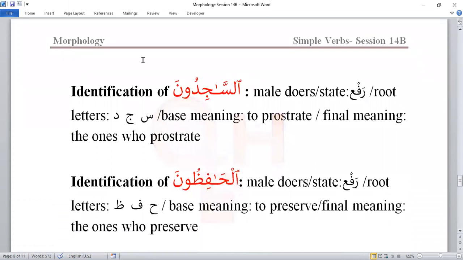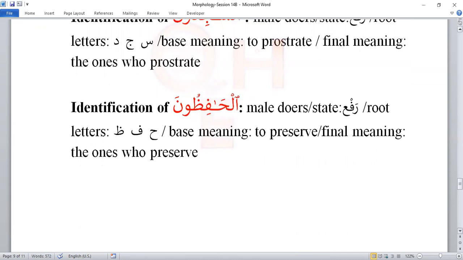So we have asajiduna, again male doers. Default state, root letters, seen, jin, dal. Base meaning to prostrate. Final meaning, the ones who prostrate. Next one, al-hafiruna, male doers. Default state, root letters, ha, fa, la. Base meaning to preserve. Final meaning, the ones who preserve. I have two more verses. Let's go over, inshallah.